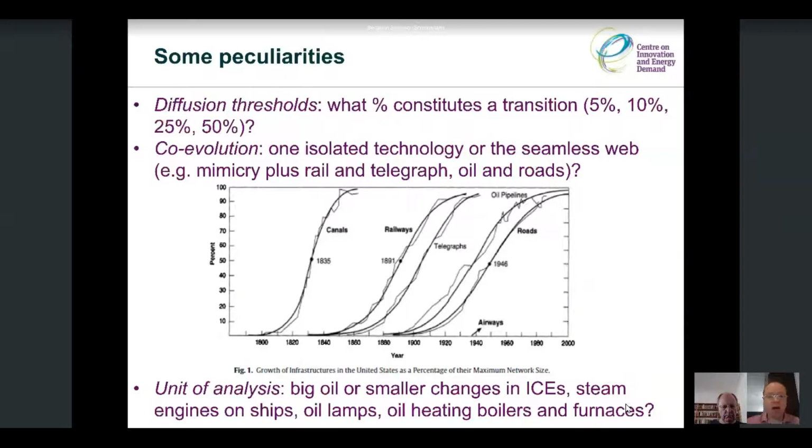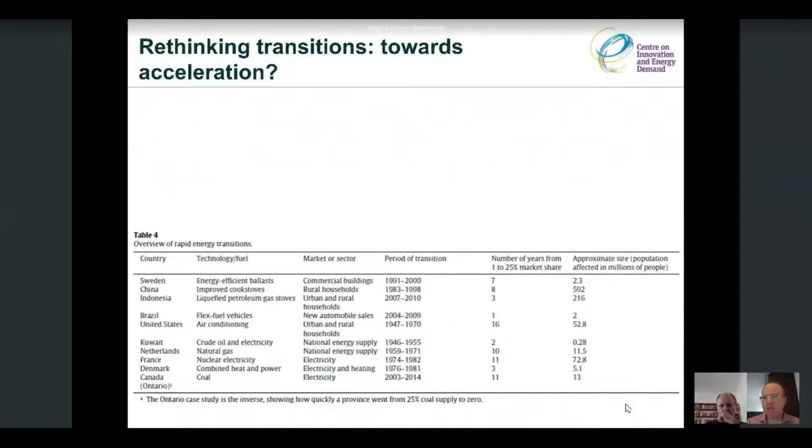But if you unpack it into discrete transitions of internal combustion engines and steamships and furnaces and refineries, all of those transitions were very accelerated. Some of them are growing at 1,000% per year. So it's like, was it fast or slow? It really depends on where you focus your unit of analysis. So maybe if you look at very particular conditions, fast transitions might be possible.